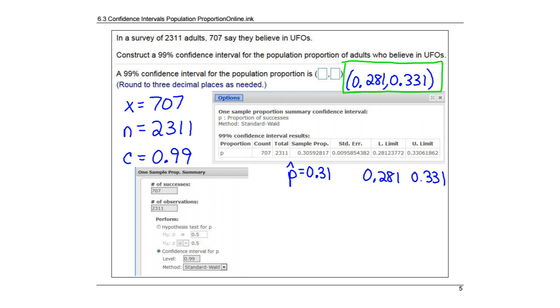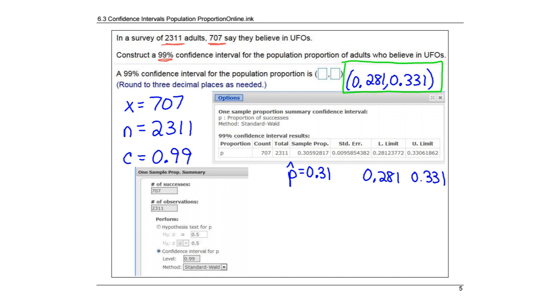Okay, so here's another problem that is like what we're going to see in our homework. It says in a survey of 2,311 adults, 707 say they believe in UFOs. Construct a 99% confidence interval for the population proportion of adults who believe in UFOs.